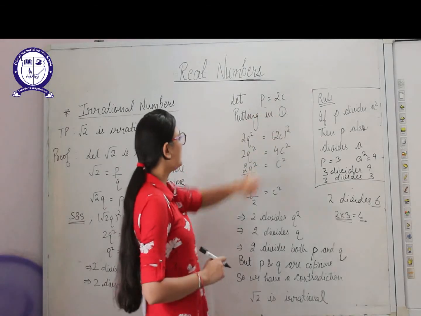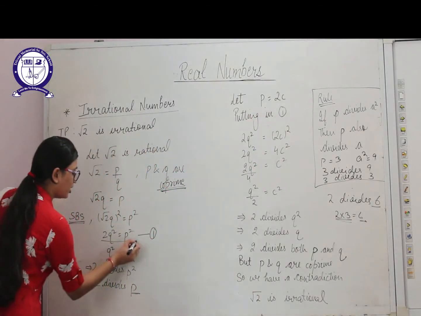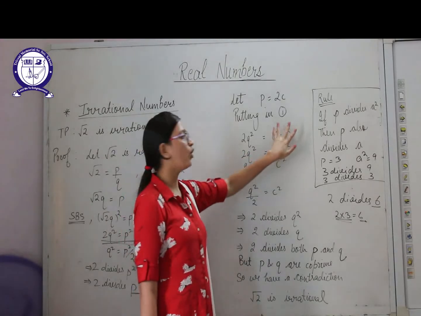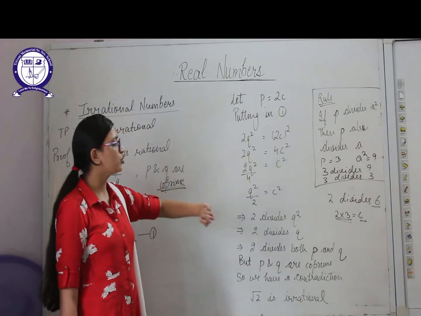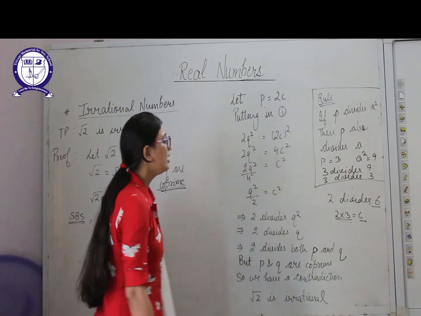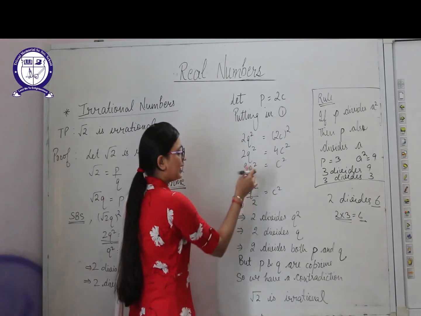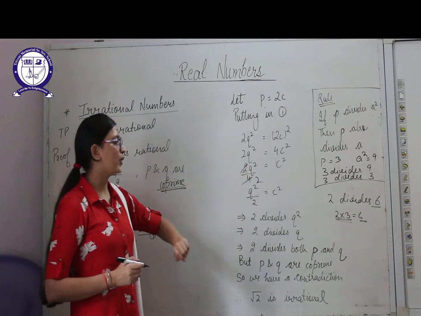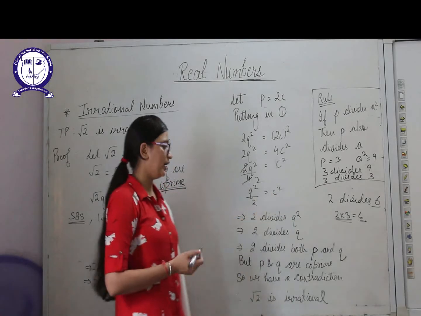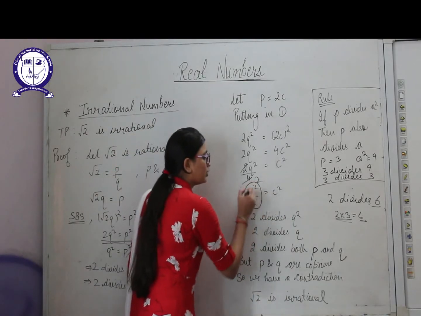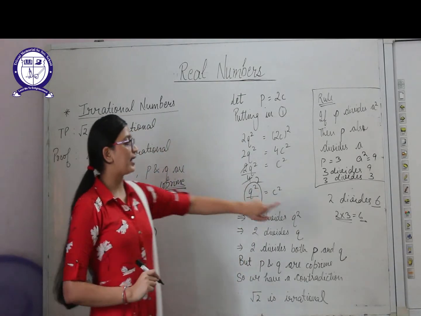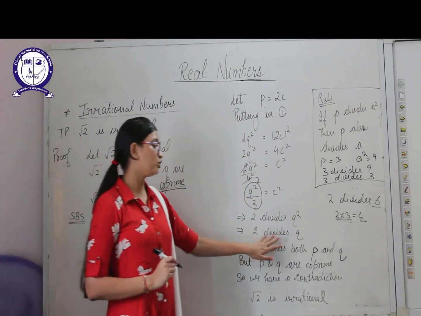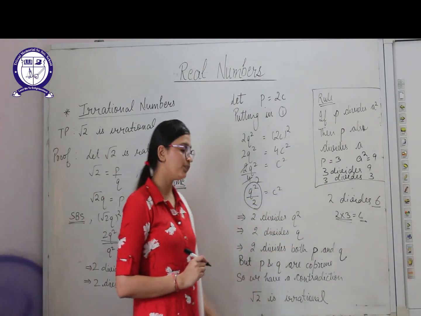Now we will put this p in equation number 1. So it will be 2q squared equals 2c whole squared. It will become 2q squared equals 4c squared. We will take this 4 on this side and cancel it by 2. So it will become q squared by 2 equals c squared. Now we can see that 2 divides q squared, and by this rule, if 2 divides q squared, then 2 divides q also.